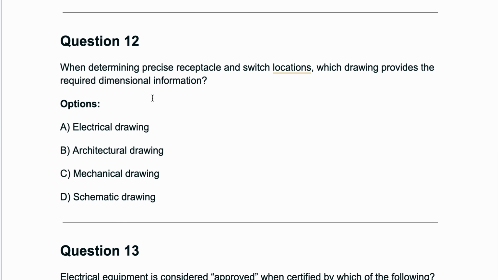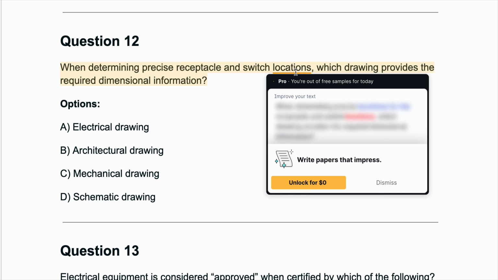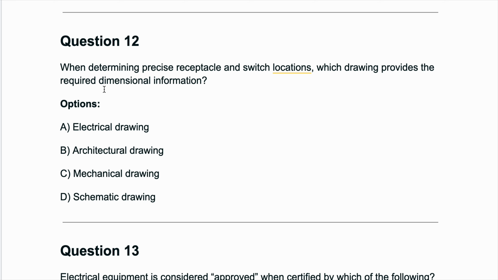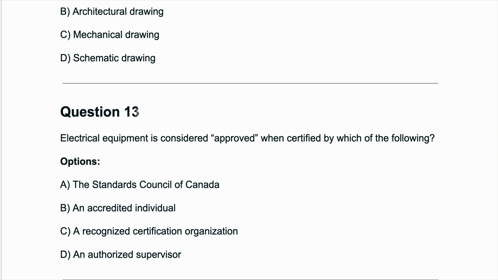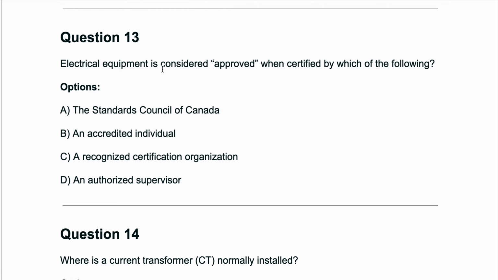So let's go to question 12. When determining precise receptacle and switch locations, which drawing provides the required dimensional information? Electrical drawing. You can find out in electrical drawings about the locations of the receptacles.